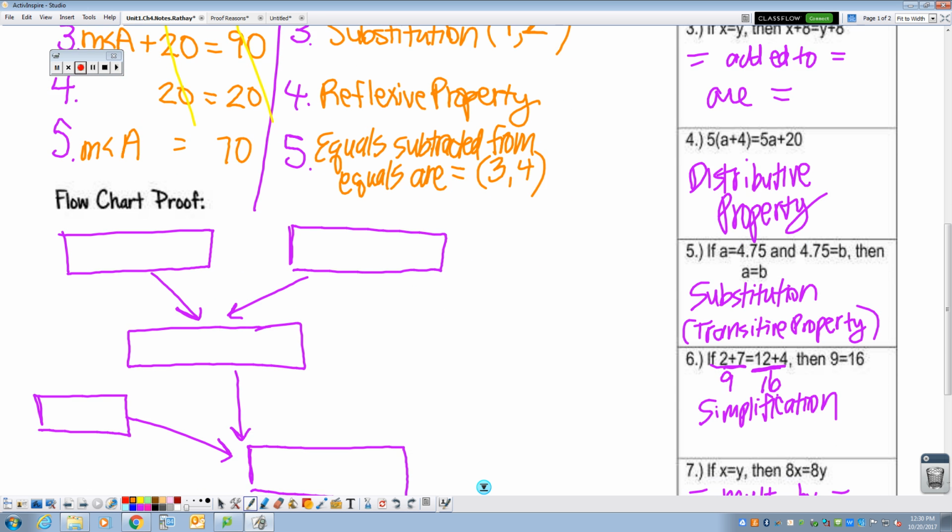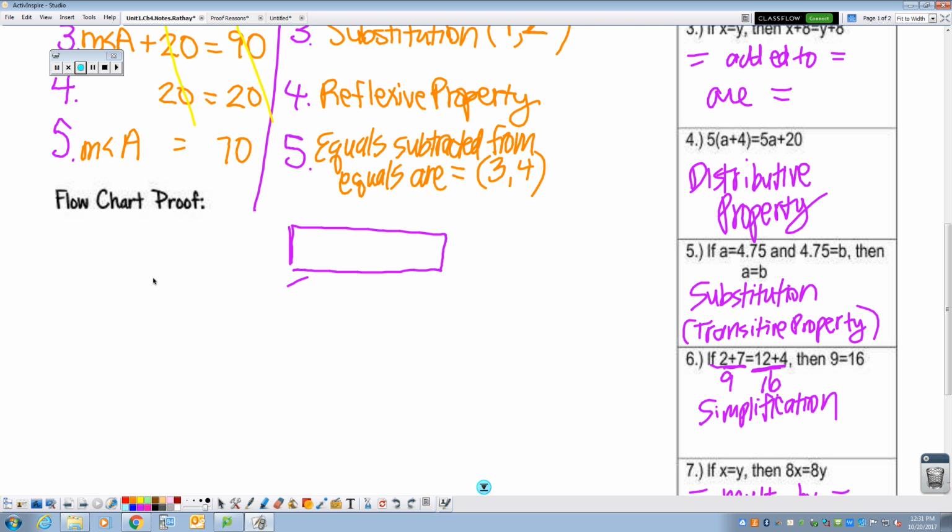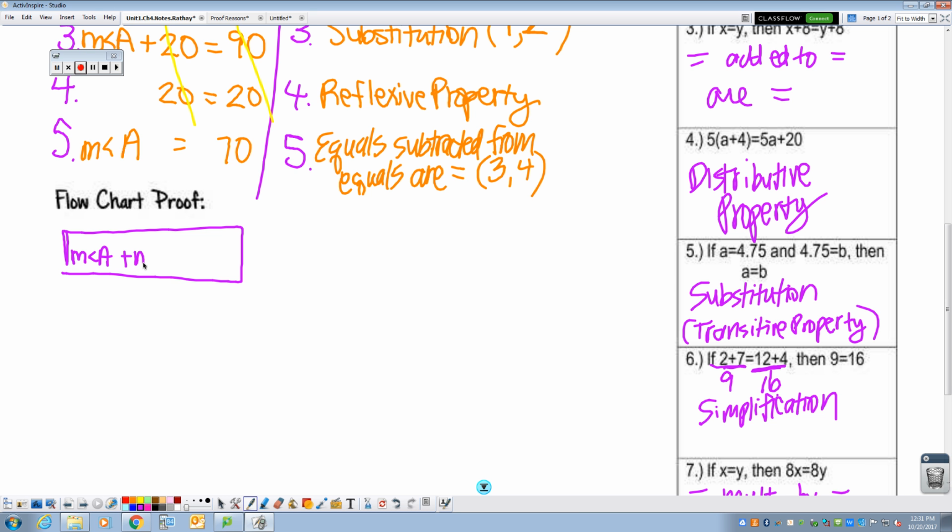Flowchart proof, same exact 5 steps, nothing changes, it's just how we're putting it on the paper. So the very first steps I have are my givens, and I'm going to get rid of this template for a few, just so you can see how I would do it if I was starting it from scratch. My given goes in the first box. Measure of angle A plus measure of angle B is 90. The statement is inside of the box. Outside of the box, we write the reason.